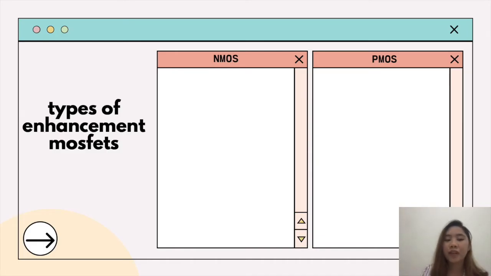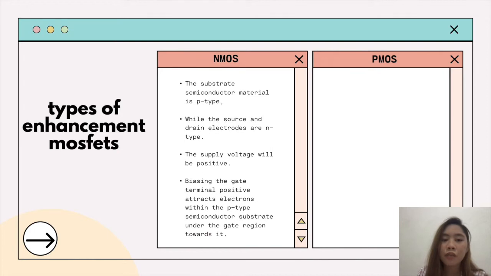There are two types of enhancement MOSFETs, and these are the NMOS and PMOS. For my MOSFET circuit amplification, I am going to discuss and use the NMOS. For the NMOS, the substrate semiconductor material is P-type, while the source and drain electrodes are N-type. The supply voltage will be positive. Biasing the gate terminal positive attracts electrons within the P-type semiconductor substrate under the gate region towards it.